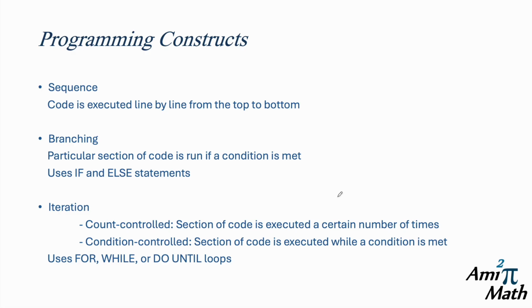Okay, and then we have branching, which we can also call selection. You can use them interchangeably. And this is when a particular section of code is run only if a specific condition is met, so it uses if and else statements.